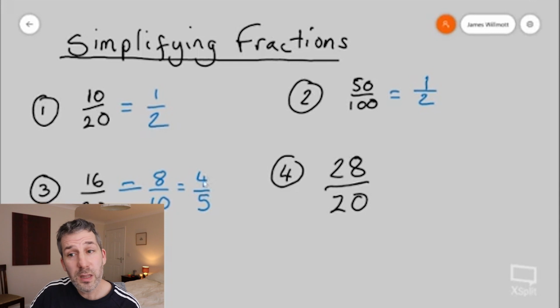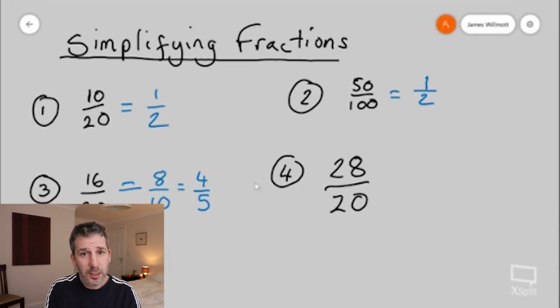Now, can we repeat that? Well, 4 divides by 2, but 5 doesn't. In fact, the only numbers that 5 can be divided by are 1 and 5. So we can't go any further with that. We can't simplify that fraction down anymore. So we say that that has been fully simplified.